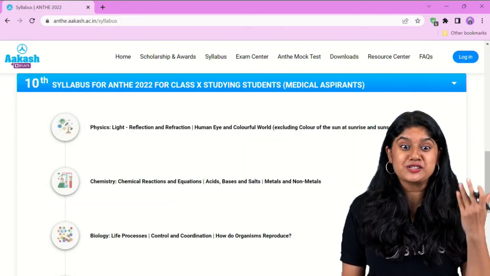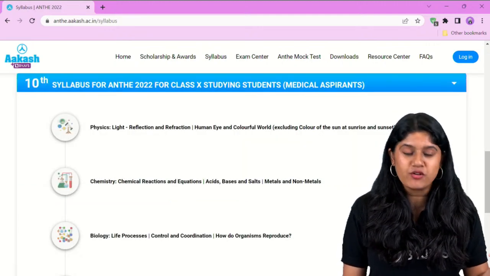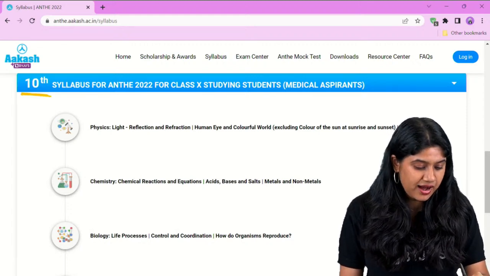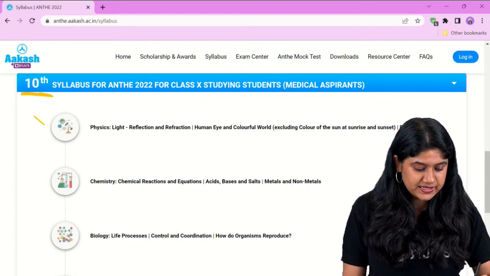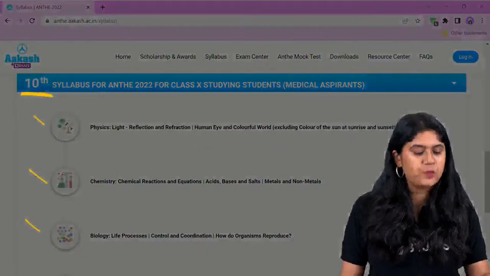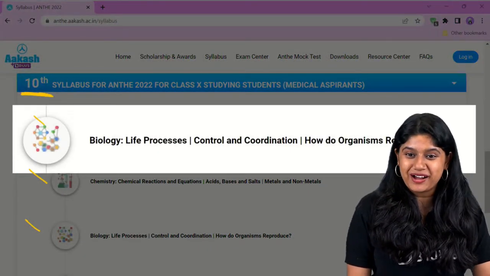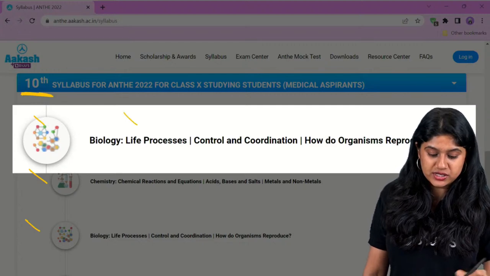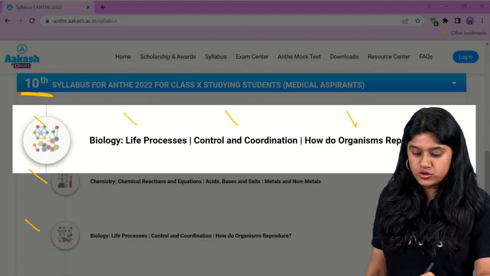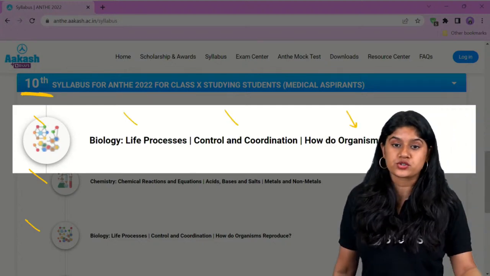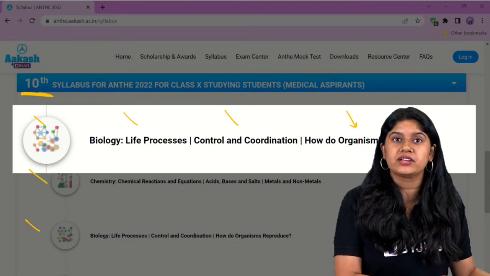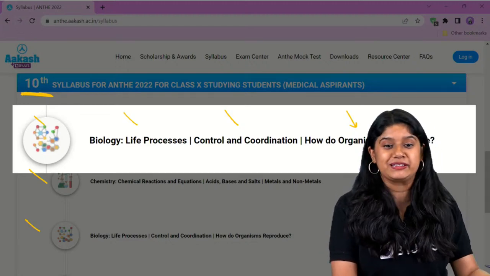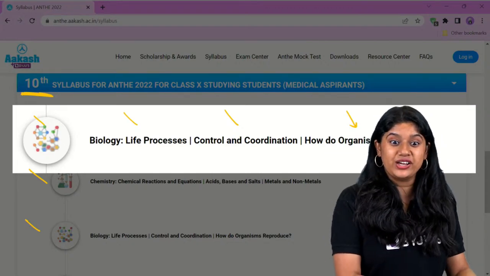Talking about the syllabus, because many of you were asking about the syllabus. So over here, we have the class 10 syllabus. Physics, chemistry, and bio; we'll be focusing on the bio part. And in bio, we have life processes, control and coordination, and how do organisms reproduce. Three chapters we have in the ANTHE examination from the bio part for class 10th. Yes, very good.